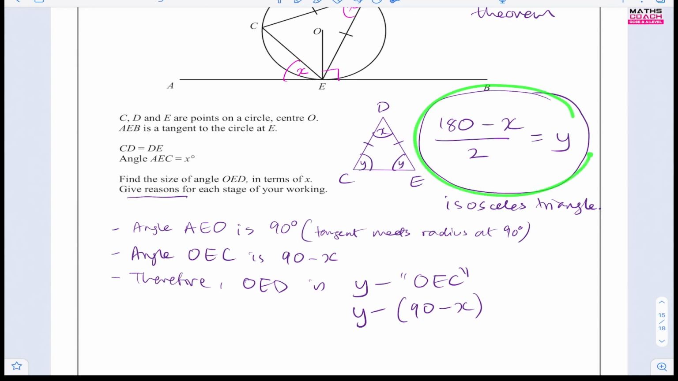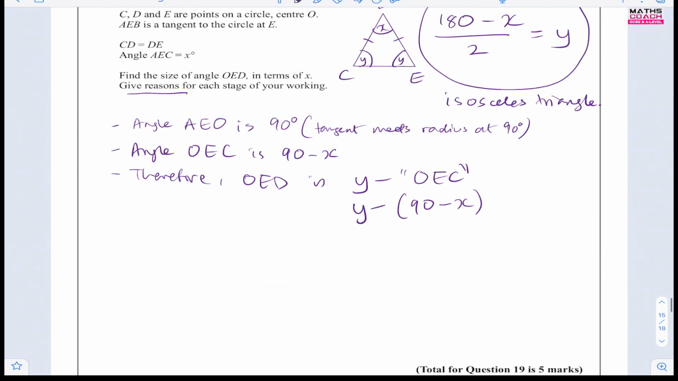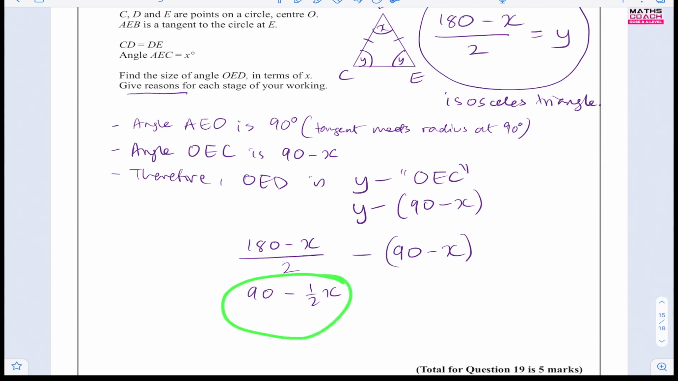But we know the value of y. Y is 180 minus x divided by 2, so we can replace that right there. So we have 180 minus x over 2 minus 90 minus x. Let's put that in a bracket because when the signs come out, they will change. Let's go ahead and simplify this as well. So we can have 90 minus a half x. All I've done is divided this by 2, giving me that now.